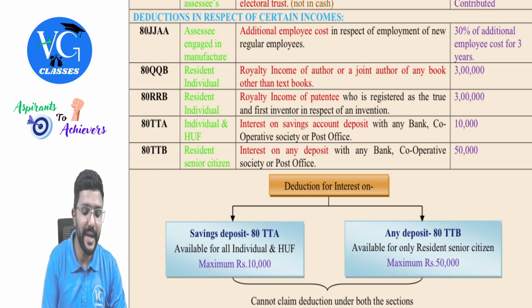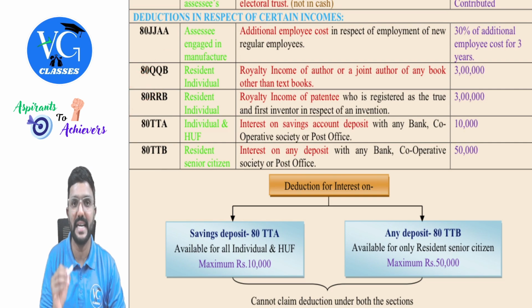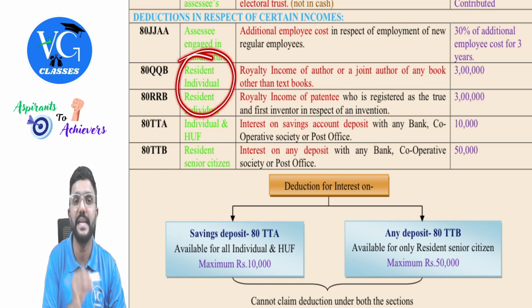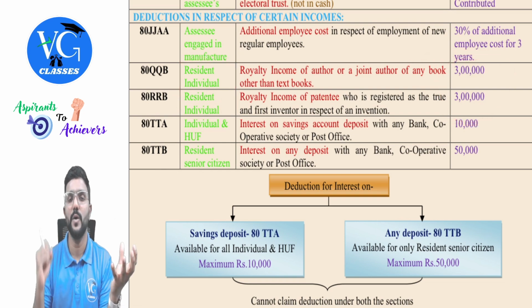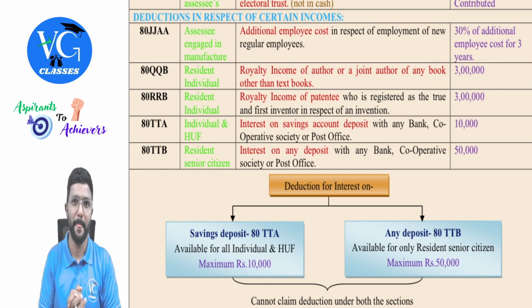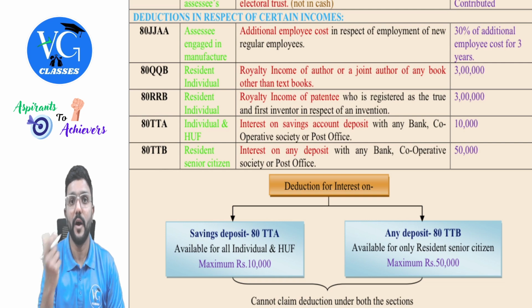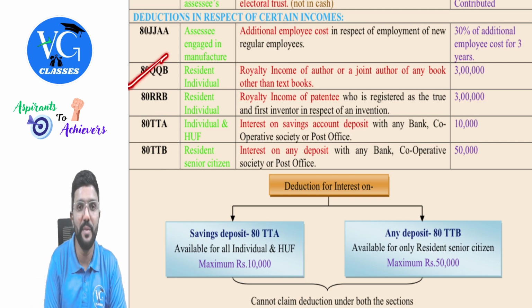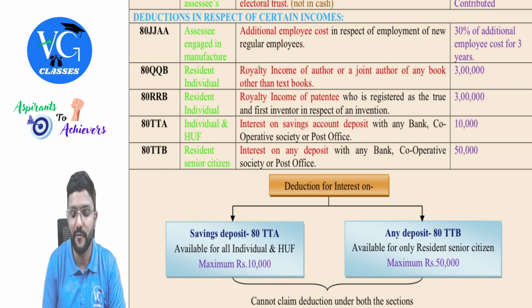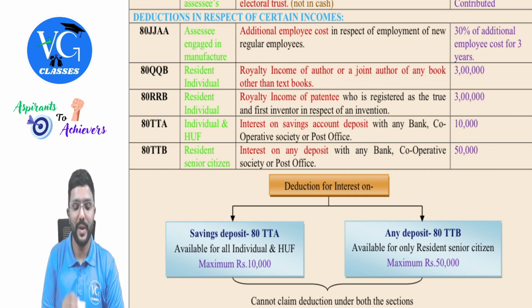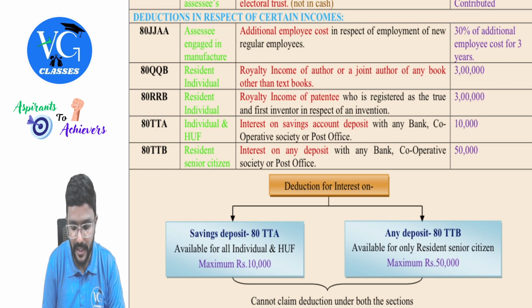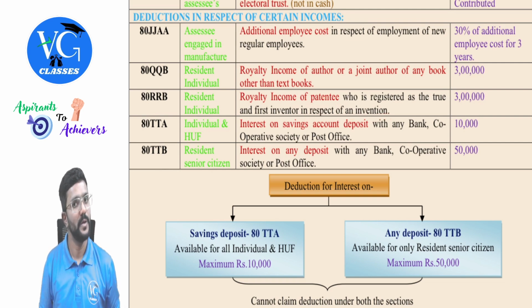Okay. Then 80QQB and 80RRB provide deductions for royalty income for the resident individual. Maximum 3 lakh. That is actual royalty income or 3 lakh, whichever is lower. But royalty income on what, sir? 80QQB gives deduction for royalty income of an author or joint author of any book other than textbook. Whereas 80RRB gives deduction for royalty income of a patentee who is registered as the true and first inventor in respect of an invention. Got it?